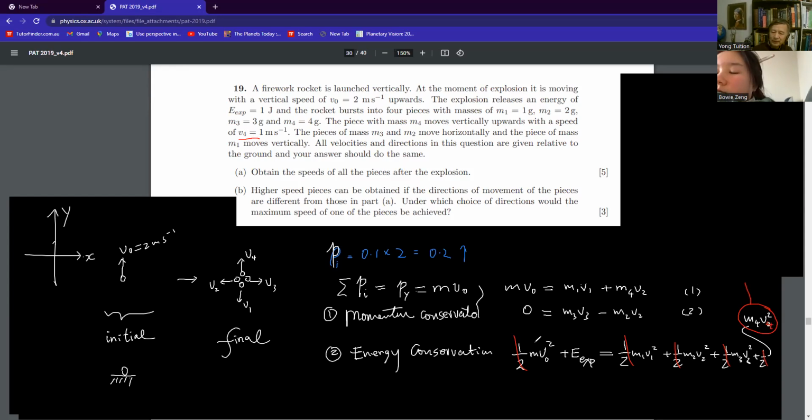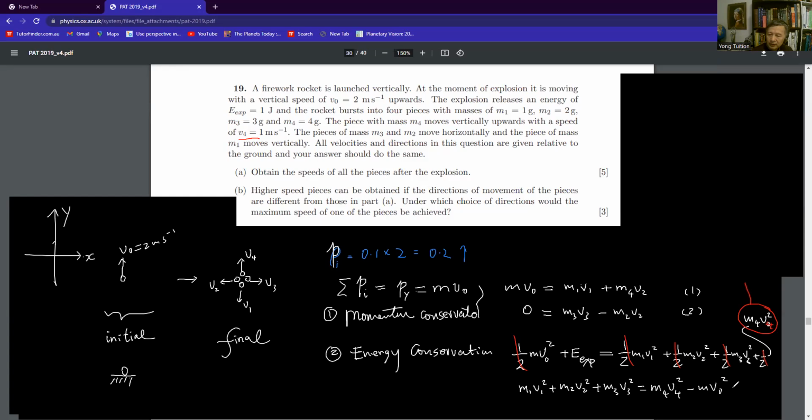So can we put this together? In other words, the sum m1 v1 square plus m2 v2 square plus m3 v3 square equals this sum, equal to M4 V4 square. We know this term. And take this M V naught square, and oh, hang on, minus who? Oh, sorry, the sign is wrong.